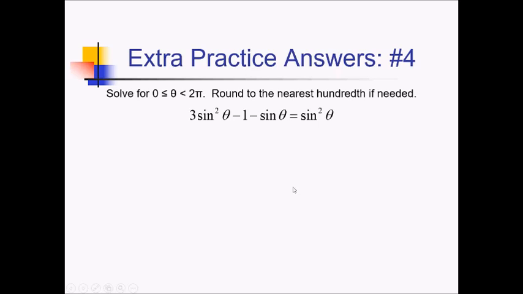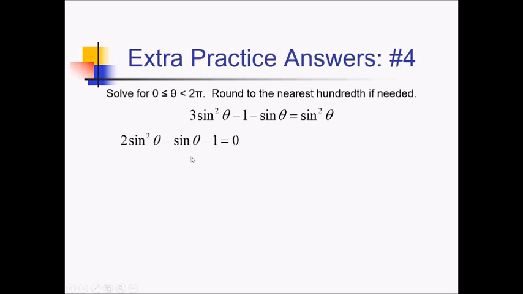To solve this trig equation, since I've got squared trig functions and non-squared trig functions all kind of mixed together, let me see if I can get everything over to one side and factor this thing, kind of like a regular quadratic. So I'm going to subtract sine squared from both sides. I can rewrite the left side in order as 2 sine squared of theta minus sine of theta minus 1. All of that equals 0.